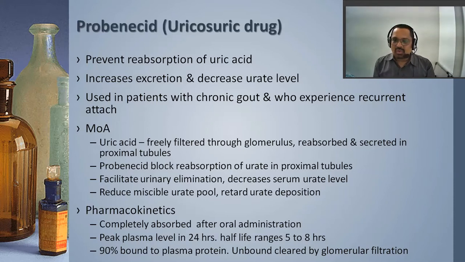As far as the pharmacokinetics of probenecid is concerned, it is completely absorbed after oral administration, peak plasma level is reached within 2 to 4 hours, half-life is 4 to 8 hours, and it is 90% bound to plasma protein. The unbound fraction is cleared by glomerular filtration.